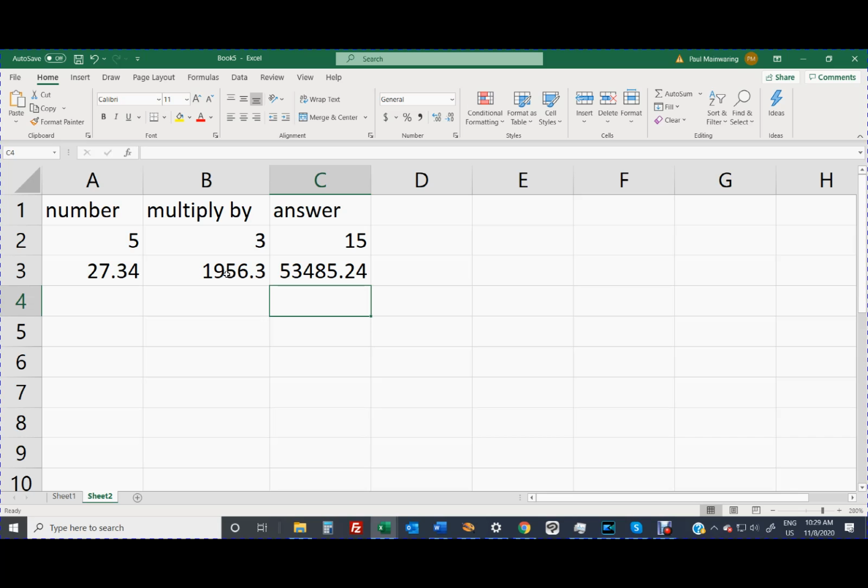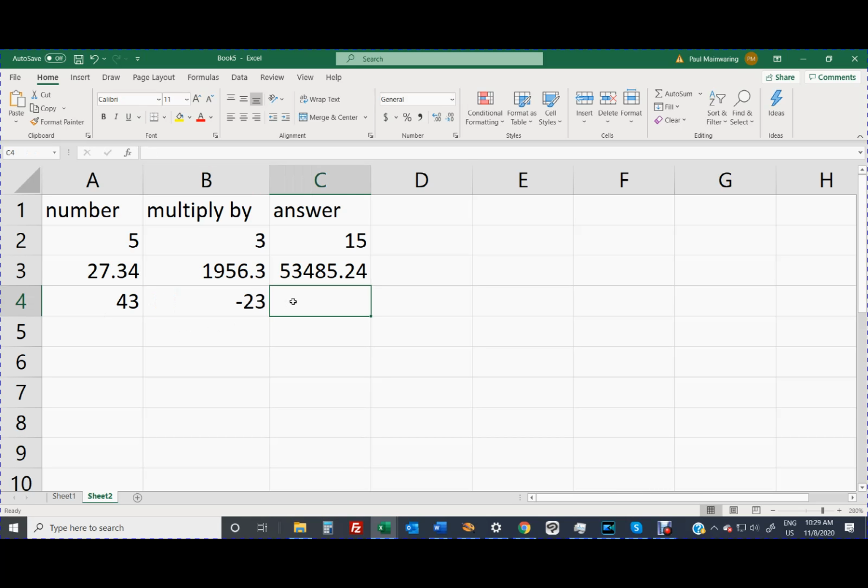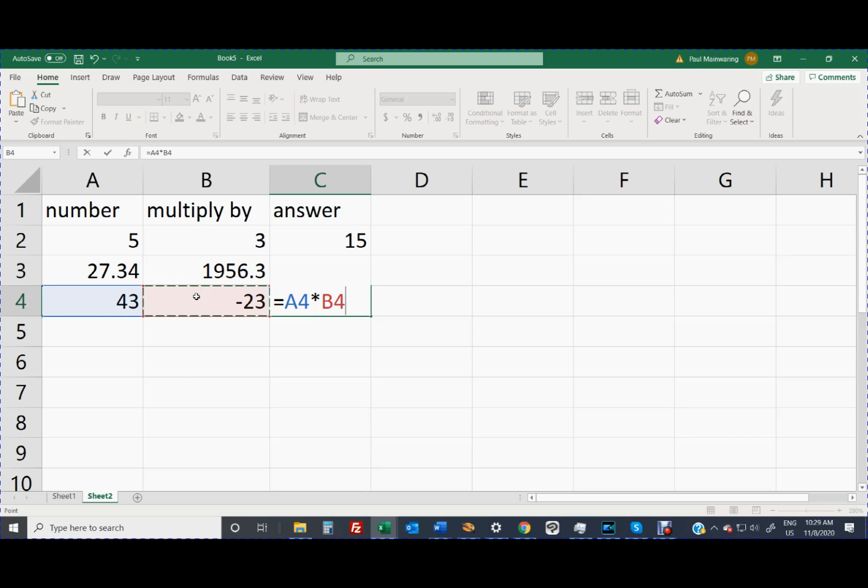We're looking at the basics now. So the basics of multiplication and division. So this time what we're going to do, we're going to take 43 and we're going to take a negative number here, multiply it by 23. Okay, again, equals, tell me what to do. I want you to multiply column A, row 4, and I want you to multiply it by column B, row 4, which is minus 23.